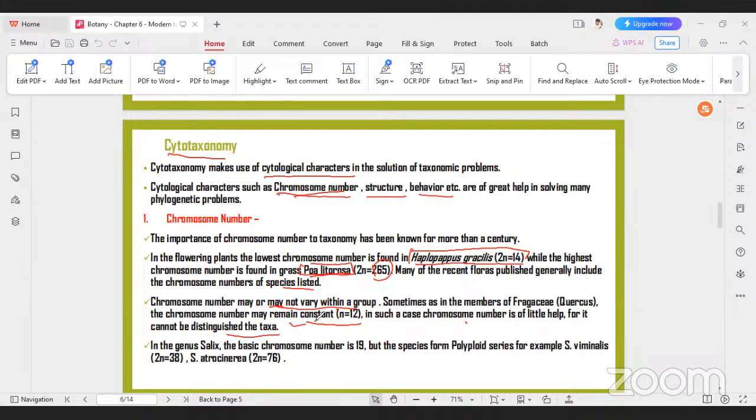In the genus Salix, the basic chromosome number is 19. But the species form a polyploid series, for example, S. viminalis, diploid 38 chromosome number, and S. arctica, diploid 76 chromosome number. So this is the variation in chromosome number. Chromosome number may be dynamic within the group of the family.